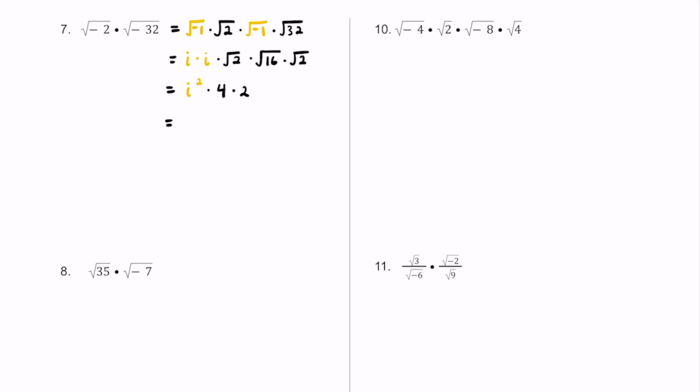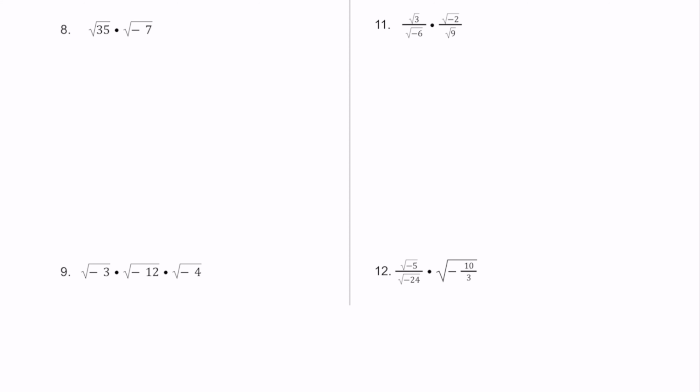Okay, now this i squared is equal to -1, so we can go ahead and write this is going to be -1 multiplied by 4 multiplied by 2. And so negative 1 times 4 times 2 is just equal to negative 8. So that would be the most simplified version of this expression.